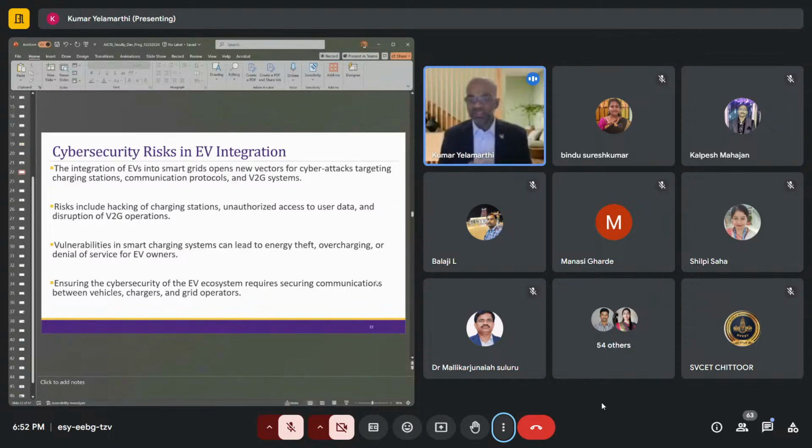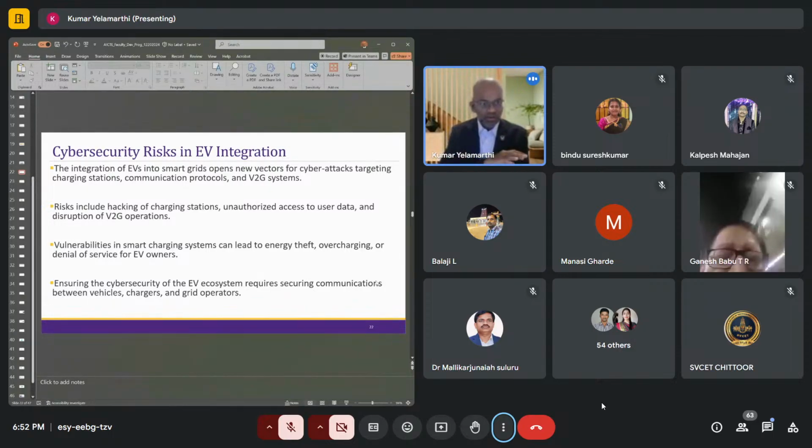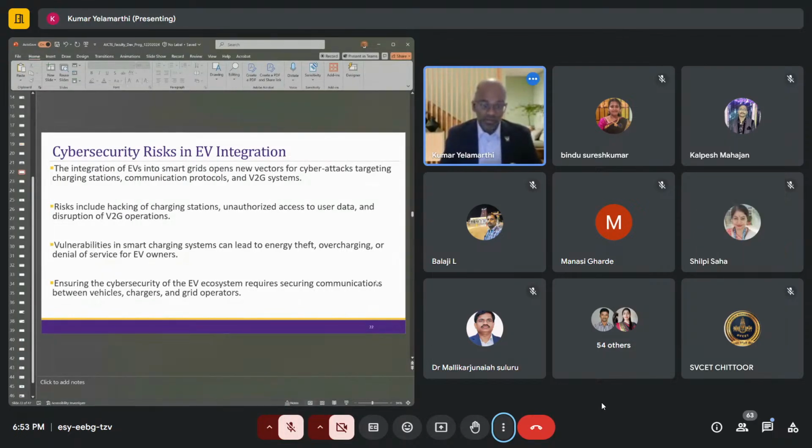So let's come back to the EV integration. What are the challenges? When you talk about smart vehicles, there is the grid, there is the charging station, there is the vehicle, and this grid is dynamic in different locations. So there could be attacks targeting just the charging stations. Now think about it. What kind of an attack would it be?